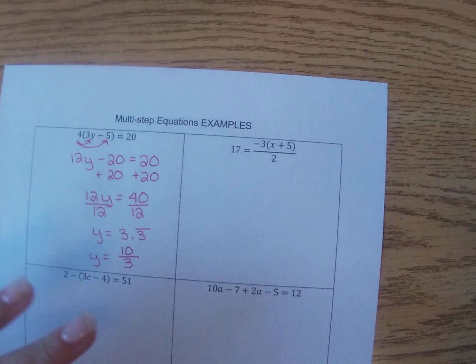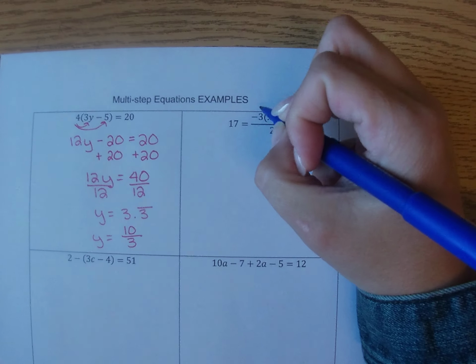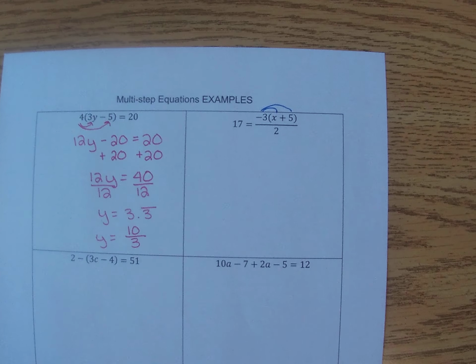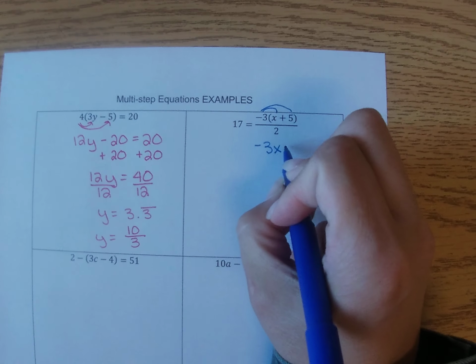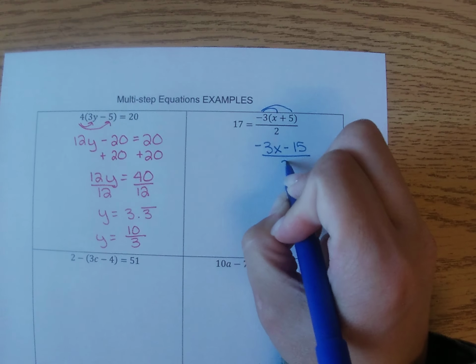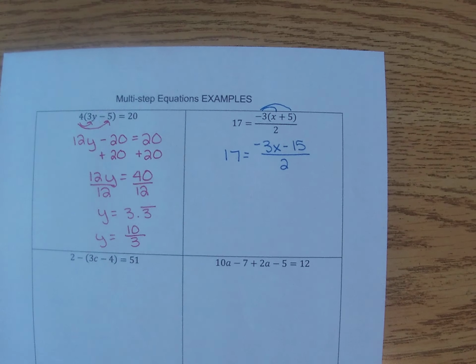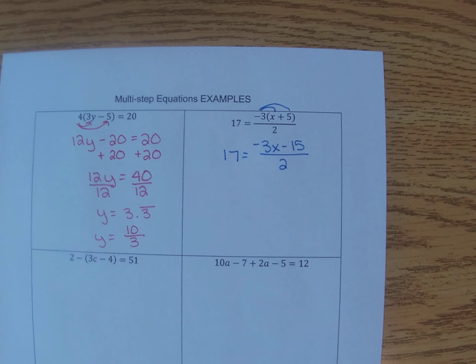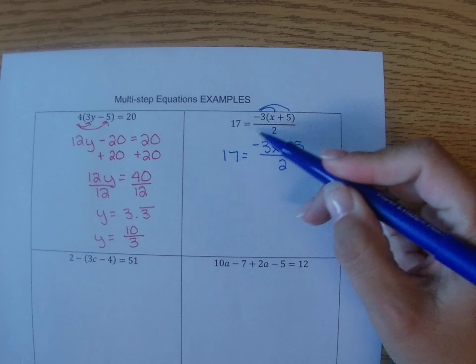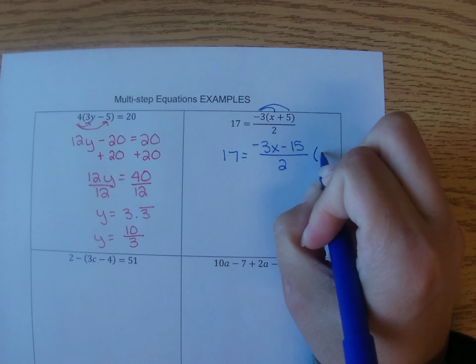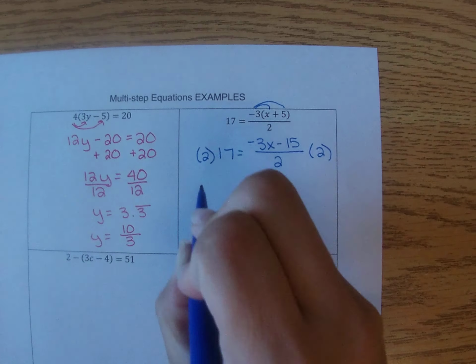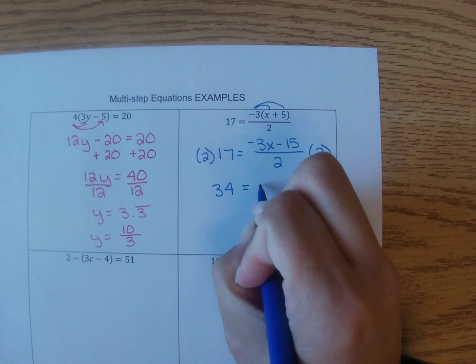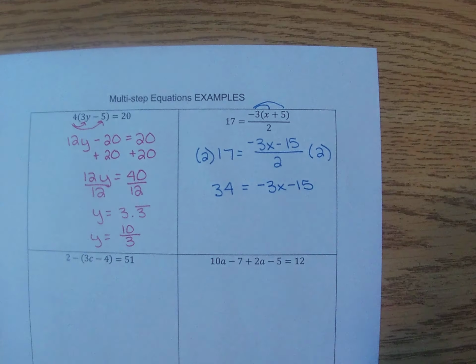Okay, so if we look at our next one here, right, we see parentheses. So parentheses tell us we are going to distribute. So this is going to give me a negative 3x, right? Negative 3 times positive 5 gives me a negative 15. So I'm here. I do not have any like terms to combine. However, I do have a large fraction. Everything is part of that fraction over here though. So I'm going to go ahead and move that denominator. So I'm going to multiply by 2. So it's going to give me a 34 equals a negative 3x minus 15.